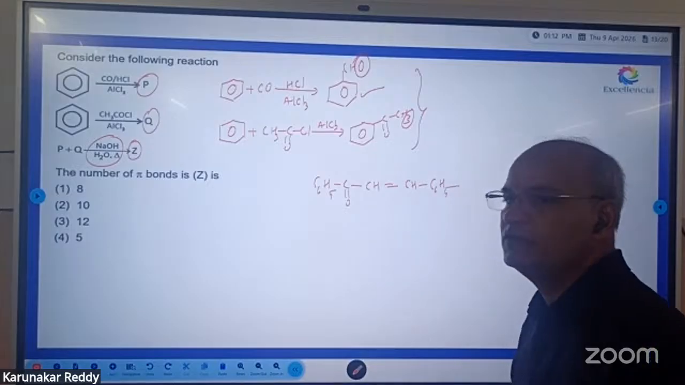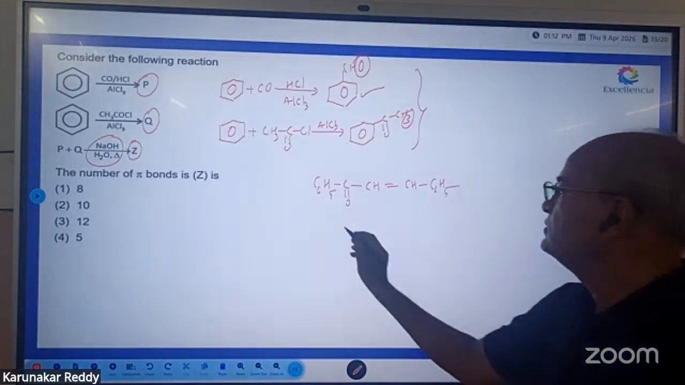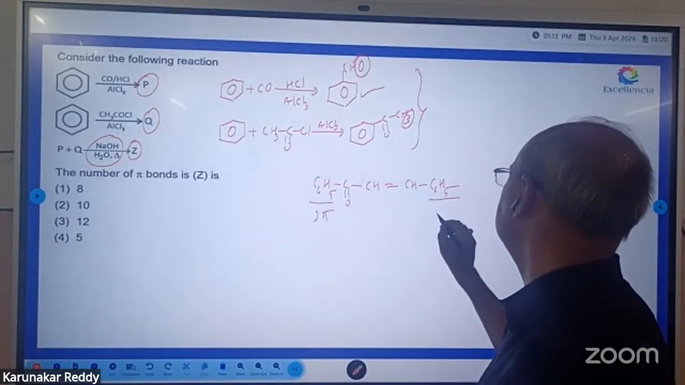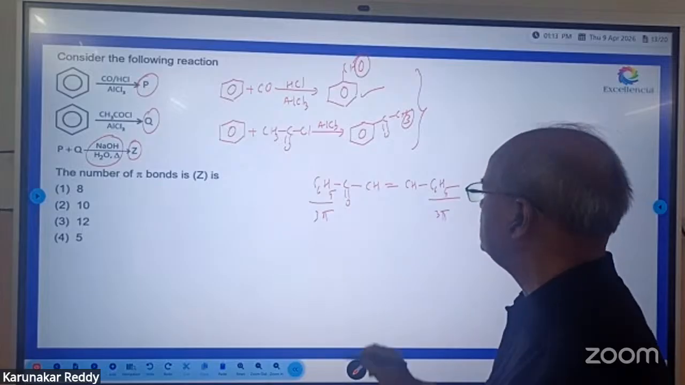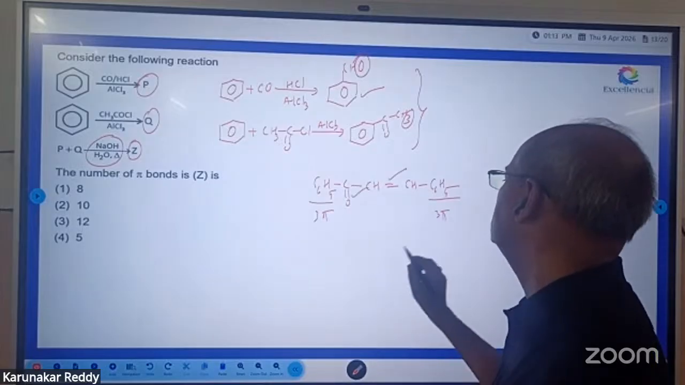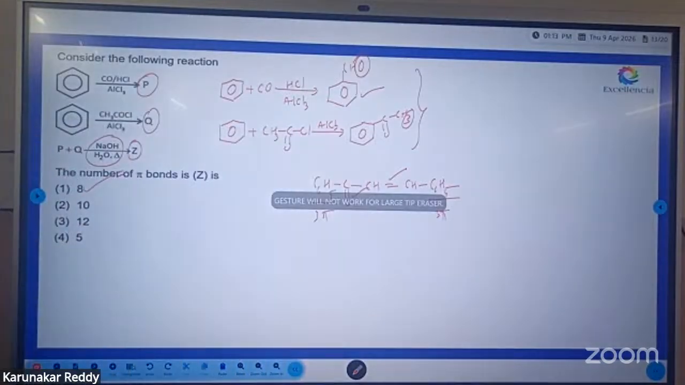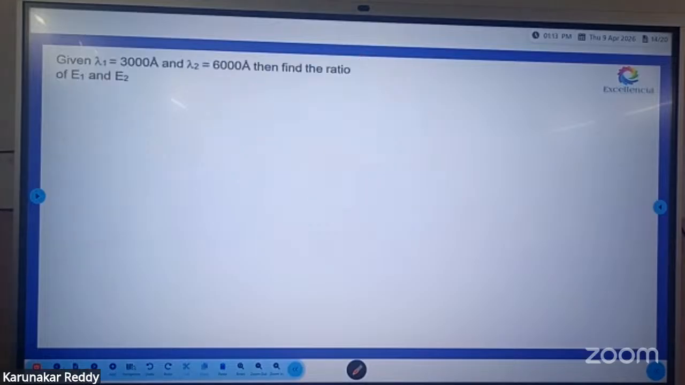This is the product we are going to get here. Now, in this benzene ring, there are 3 pi bonds. In this phenyl group, of course, the 3, and here is 1, and here 1. Totally 8 pi bonds are there in this molecule. 8 will be the answer there. So it's very easy. Next one.